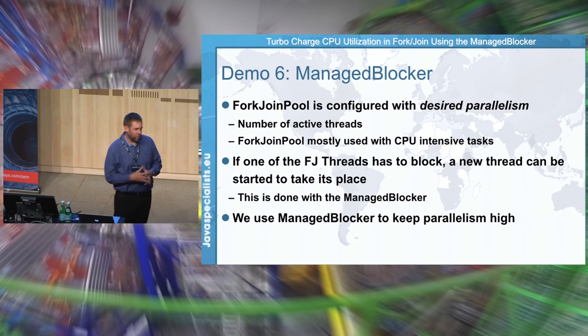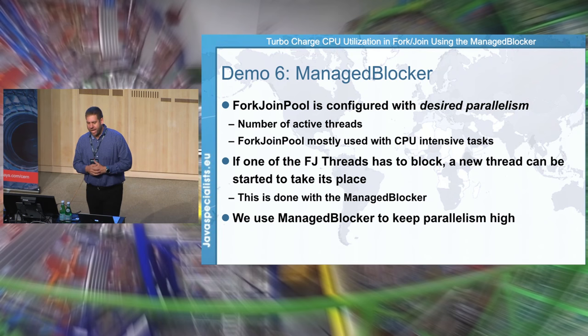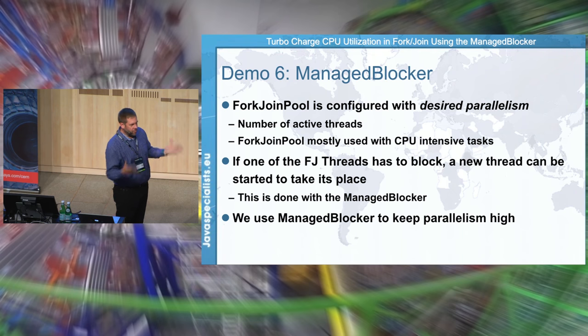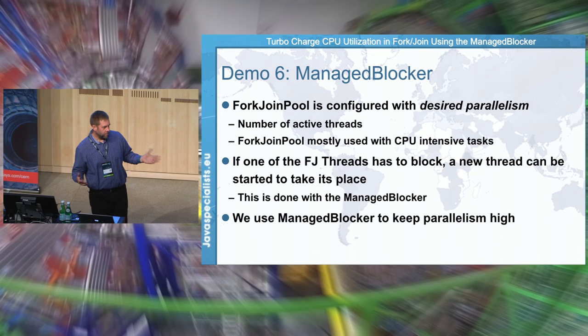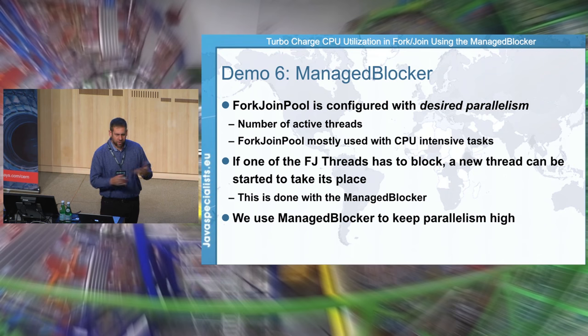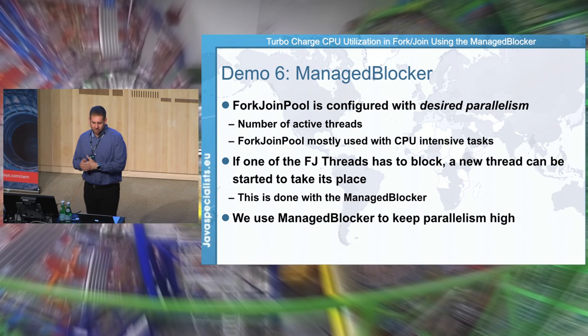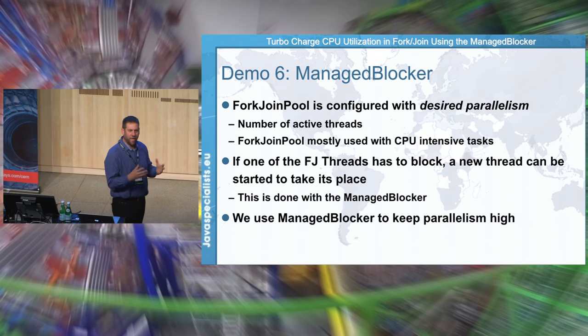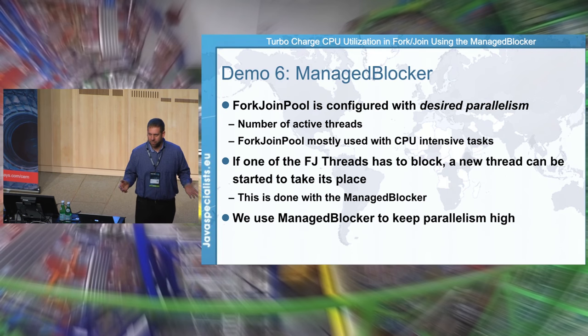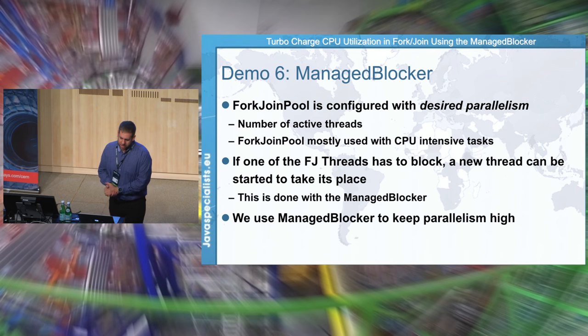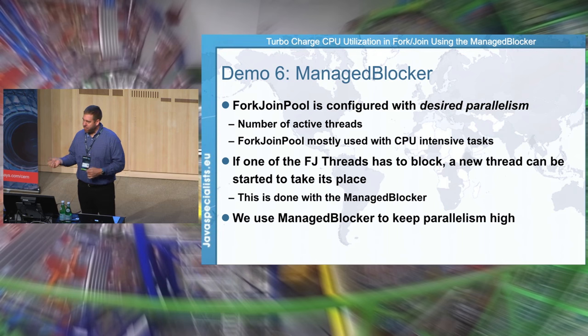You see, when you start a fork join job, it actually runs with as many threads as you've got hardware threads in your system by default. And if you have one thread which gets blocked up because it's waiting for something, like we're doing now, then in the meantime we've got less threads actively doing something in the system. Now, what the managed blocker does is it tries to keep the fork join pool at the desired parallelism.